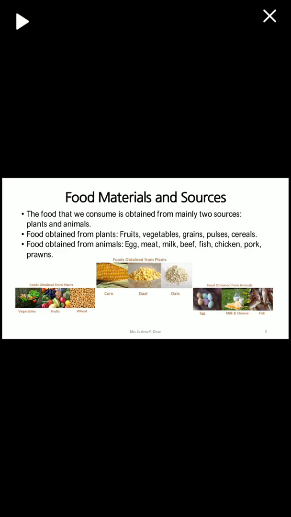And what do you get from animals? Egg, meat, milk, beef, fish, chicken, pork, prawns. Yes, there are n number of things that you get from plants and animals. So these are the different materials you get from these two sources, the two main sources, that is plants and animals.